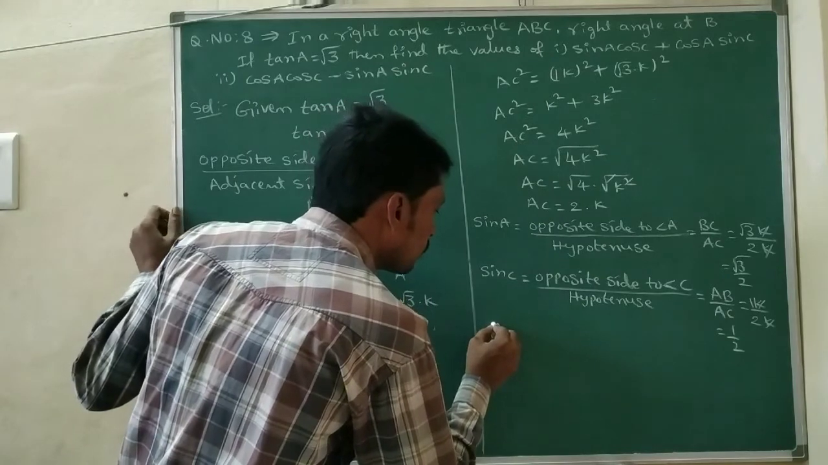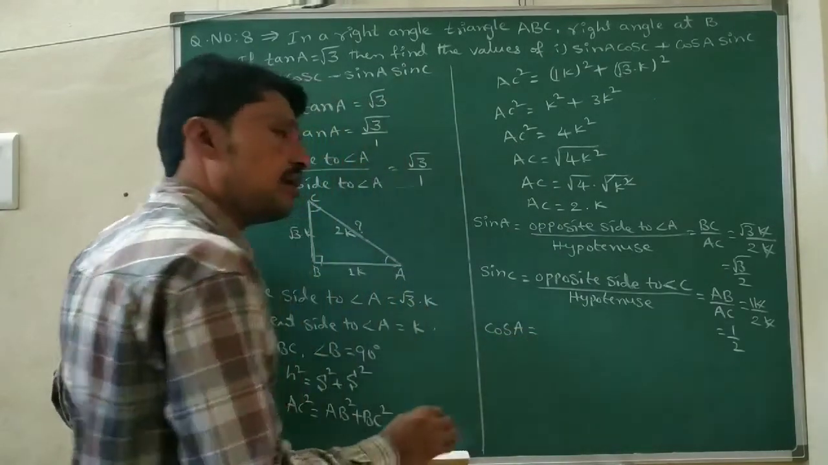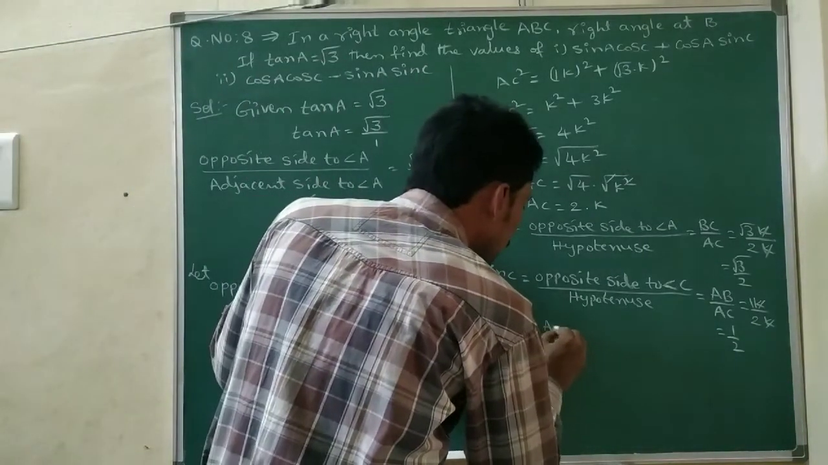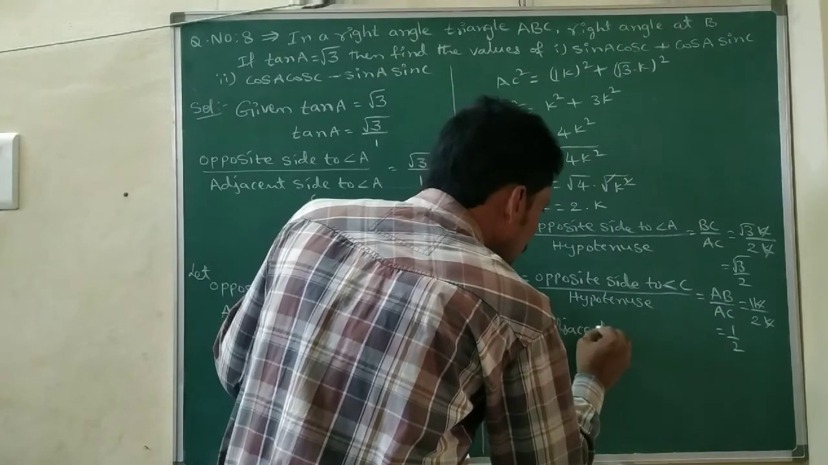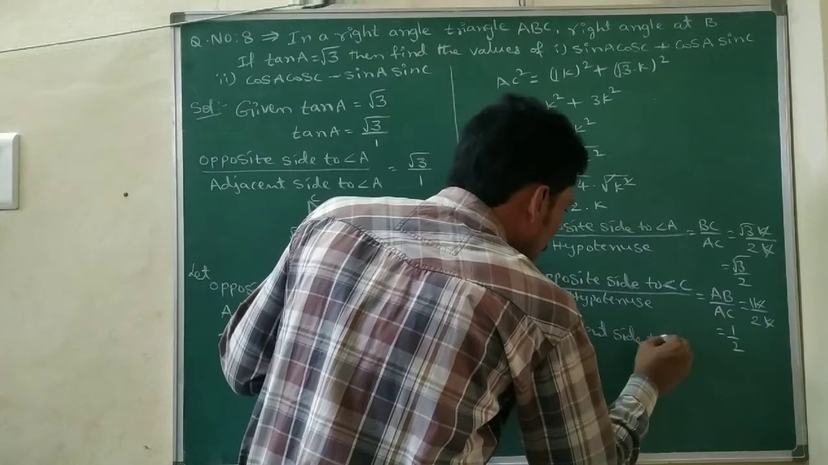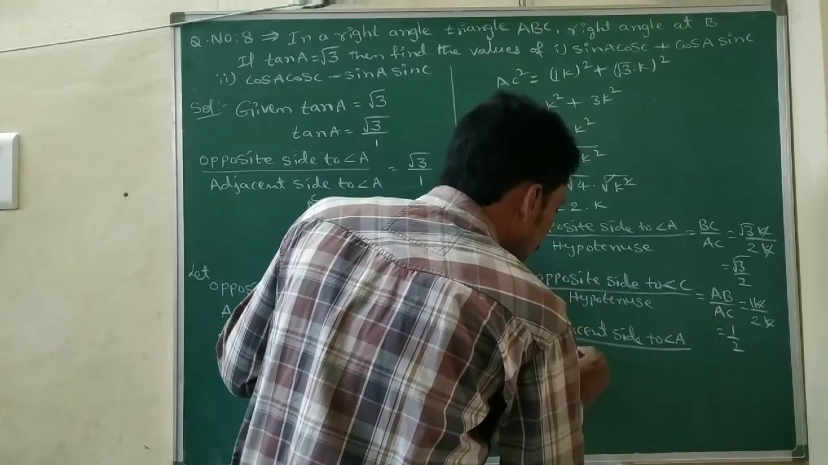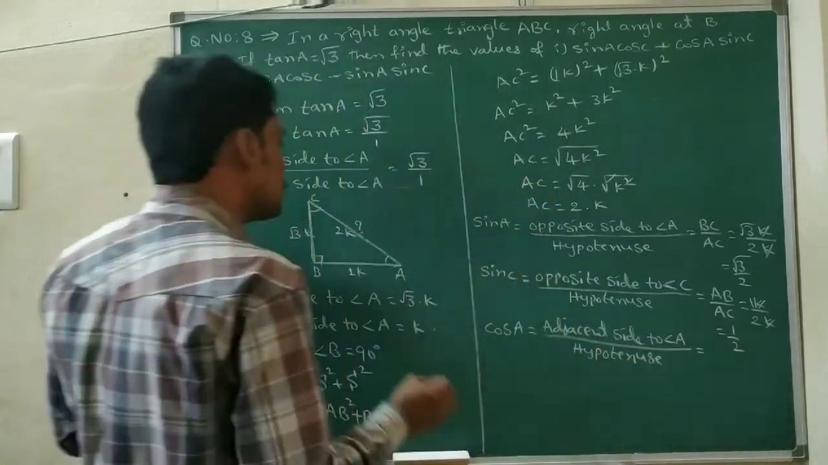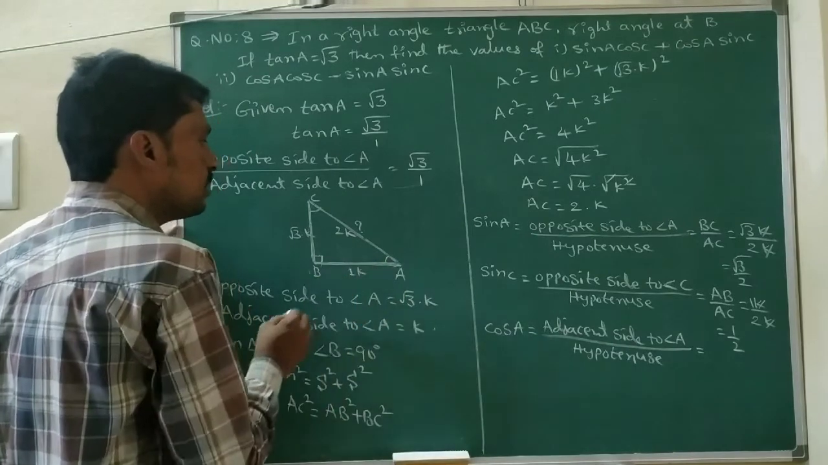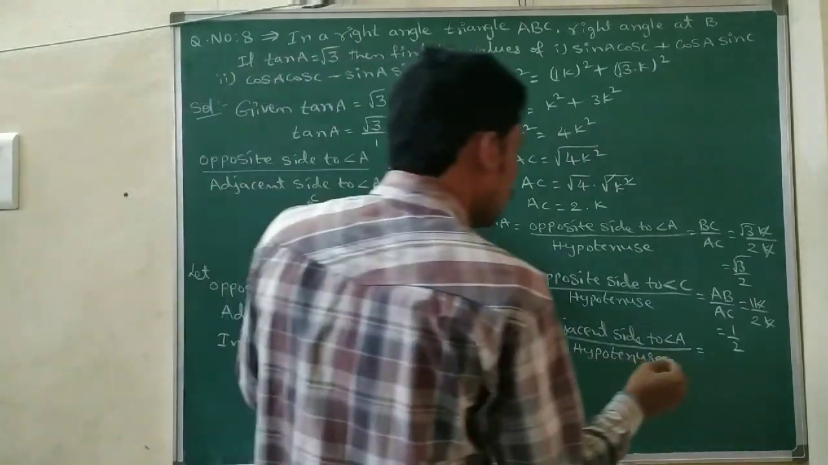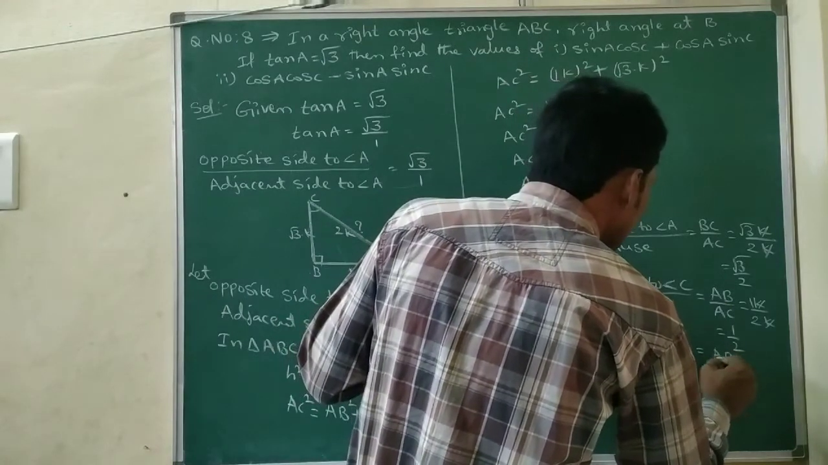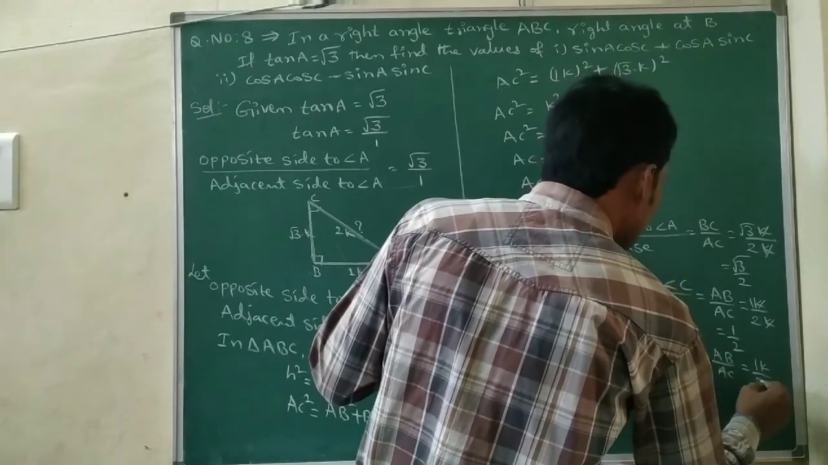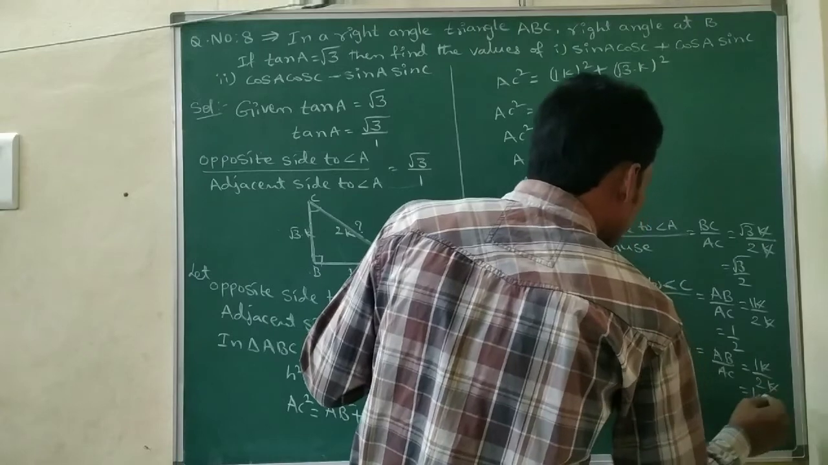Next, cos A. What is cos? Adjacent side to angle A by hypotenuse. So what is the adjacent side to angle A? AB is the adjacent side and AC is the hypotenuse. So AB by AC. AB value is 1K and AC value is 2K. K and K get cancelled. That is 1 by 2 is the answer.